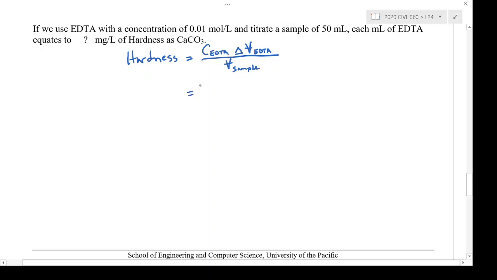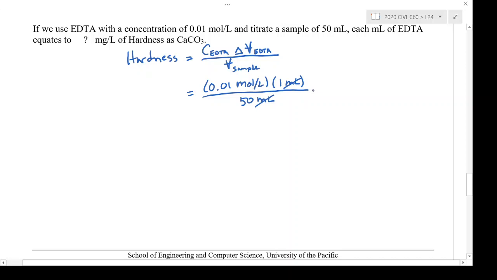So we'll put in the information we know. This is 0.01 molar or moles per liter, and I think I'm going to write it that way for right now. And I'm going to set this equal to 1 mL, the volume added, and then on the bottom I have 50 mL. So right away we can see the milliliters cancel on the top and bottom of the fraction. So this gives me my answer in moles per liter, but I want to convert it.